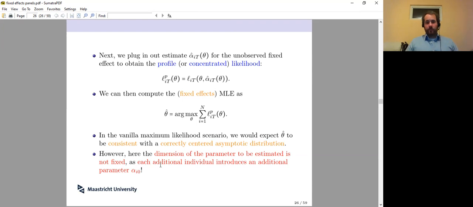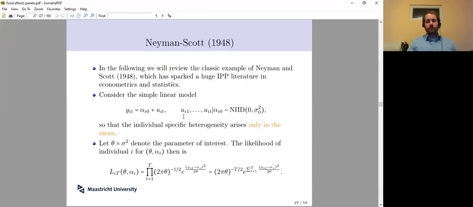Why that? Well, because each individual has an individual specific alpha i0, and each of those alpha i0s acts as if it was a parameter to be estimated, and therefore, for any individual that we get in our sample, we have another parameter. And as n goes to infinity, the dimension of the parameter that we estimate also goes to infinity. And this really causes problems. So we cannot use the standard maximum likelihood theory.